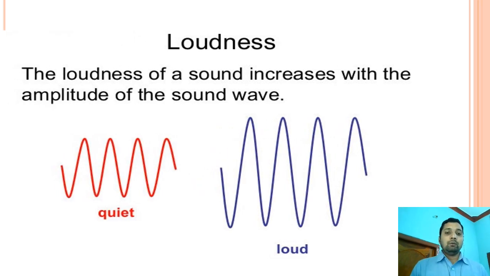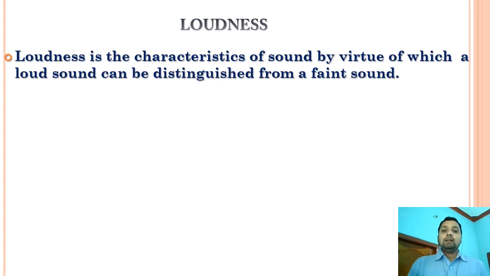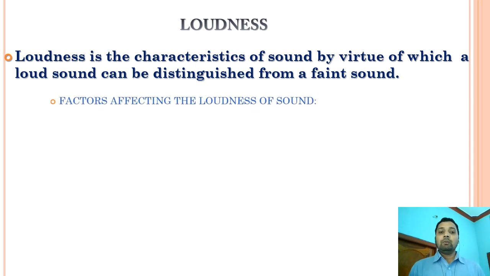So loudness is the characteristic of sound by which we can differentiate a quiet or faint sound from a loud sound. In the loud case, if we look here, the amplitude is very high, but when you take a soft sound, the amplitude is low. So because of the change in amplitude, one is a loud sound, and one is a less loud or faint sound. Loudness is the characteristic of sound by virtue of which a loud sound can be distinguished from a faint sound, or a high volume sound from a low volume sound.